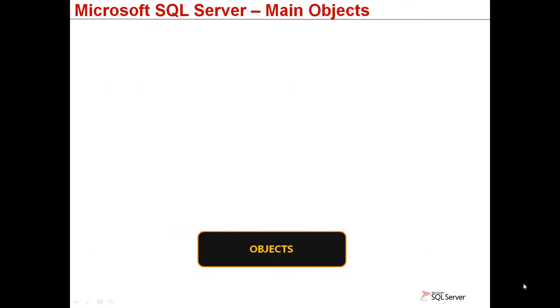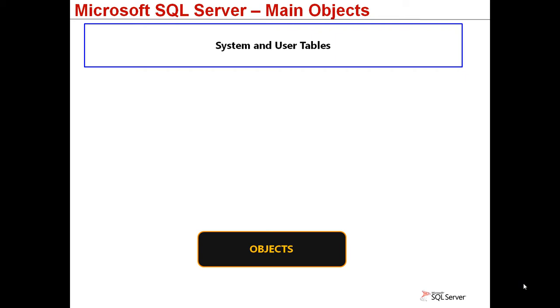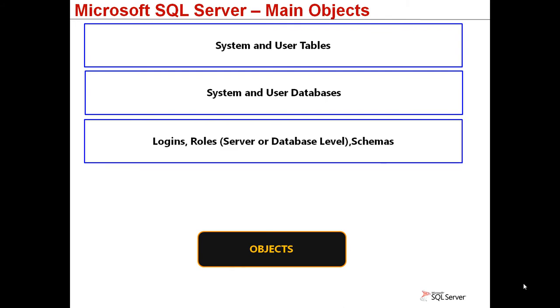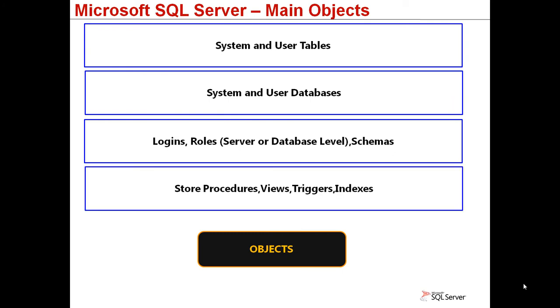Then, these are some examples of the main objects in a SQL Server instance. We have system and user tables, system and user databases, logins, roles, server or database level, schemas, stored procedures, views, triggers, and indexes.